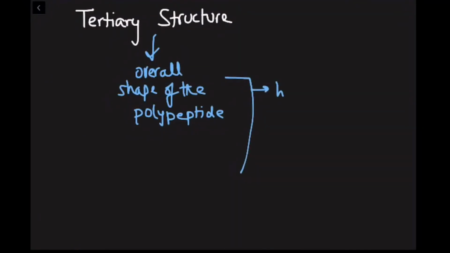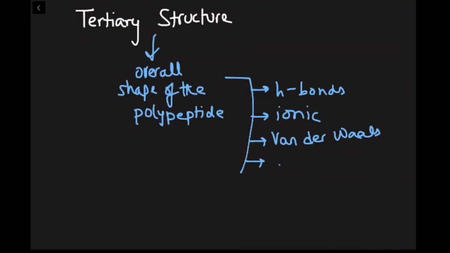These bonds include hydrogen bonds, ionic bonds, van der Waals interactions, and disulfide bridges. Now, we haven't talked about disulfide bridges yet. This is basically a bond formed between two sulfhydryl groups. A sulfhydryl group is a sulfur bonded to a hydrogen.